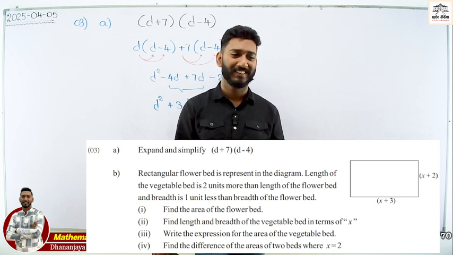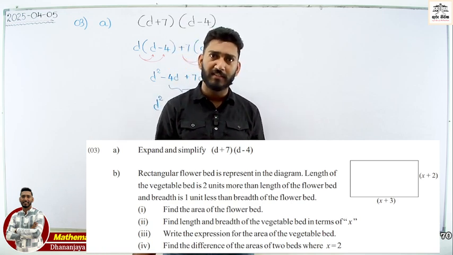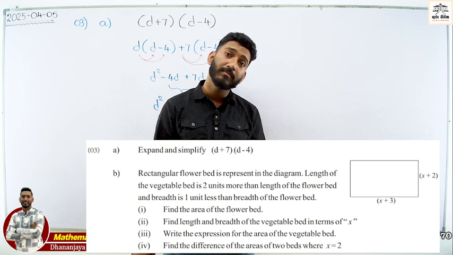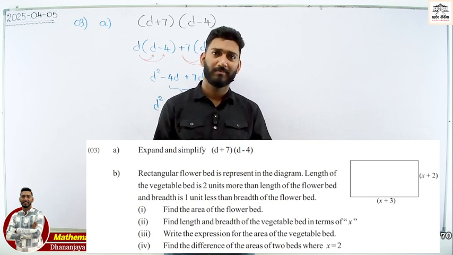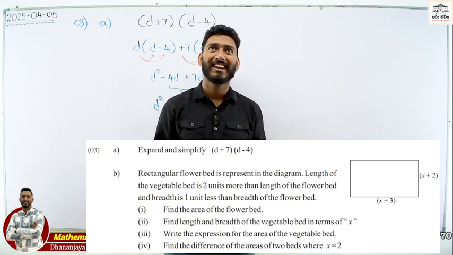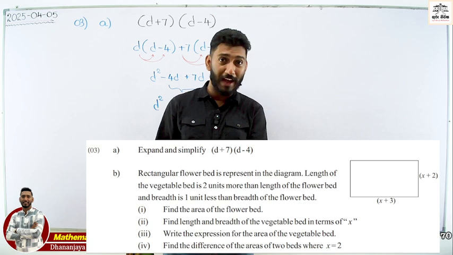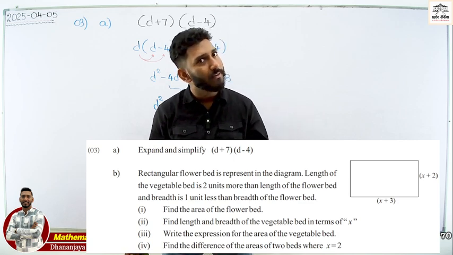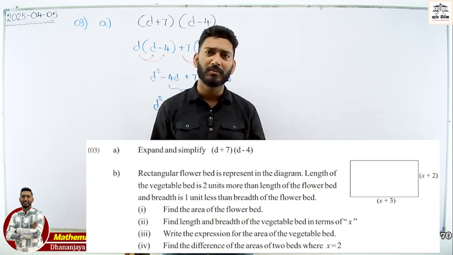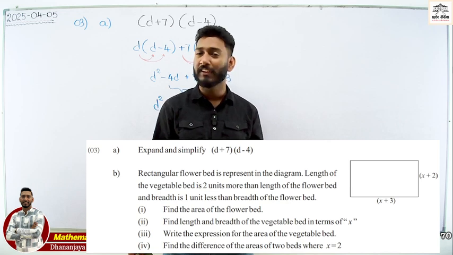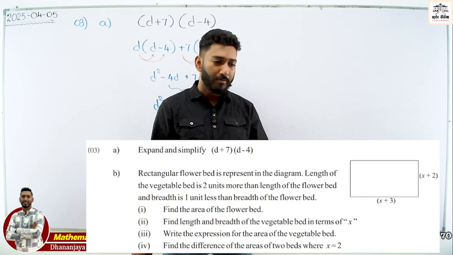What is the answer? Flower bed becomes 5 units. Therefore, the length of the vegetable bed is 2 units more than the flower bed. The flower bed is 5 units, then the vegetable bed becomes 7 units. You need to add. This is a simple trick, right? Two more than the other one, right? Two more.